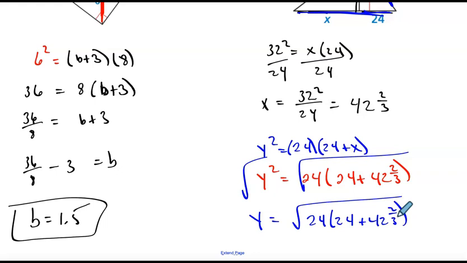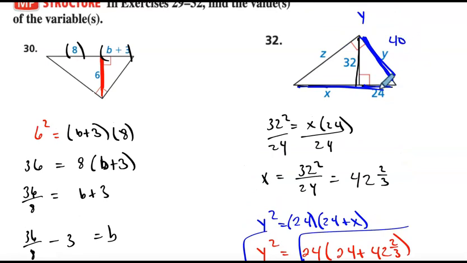So the square root of 24 times the product of, in parentheses, 24 plus 42, put a little fraction in there. Oops. Try that one more time. So sorry, 24 times 24 plus 42 and 2/3. And y is equal to 40. It's beautiful, thank you. So this one's 42 2/3, this one's 40, and then using z.